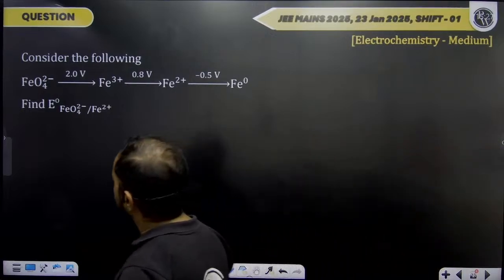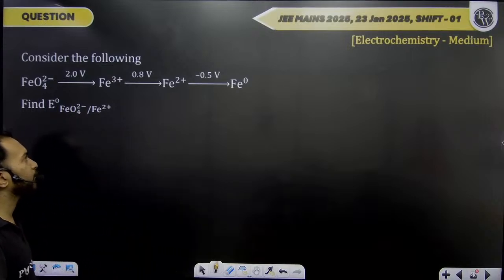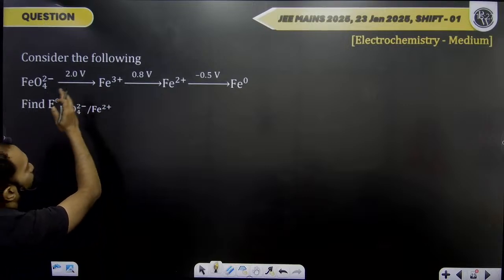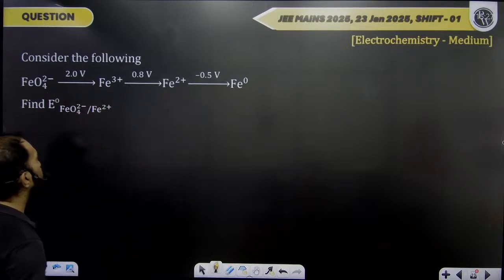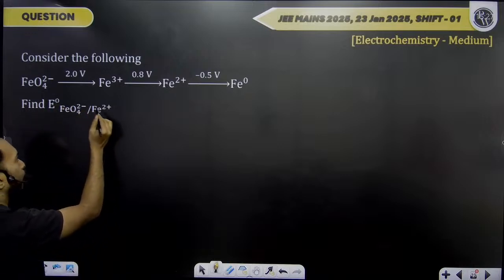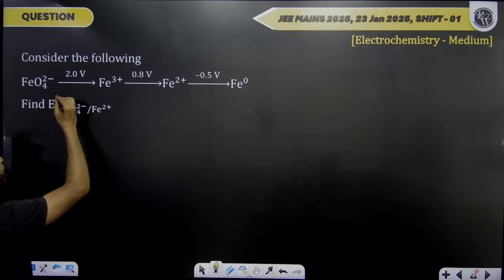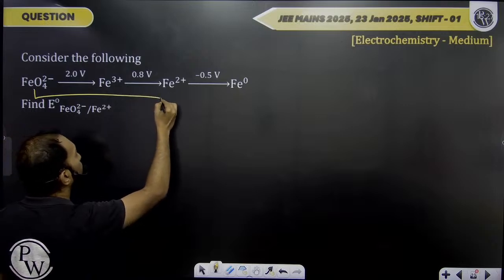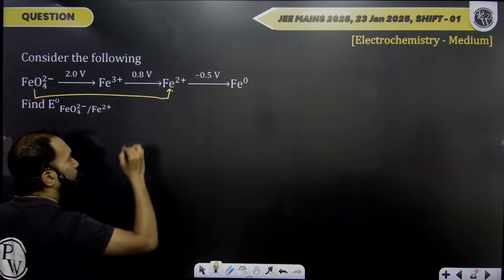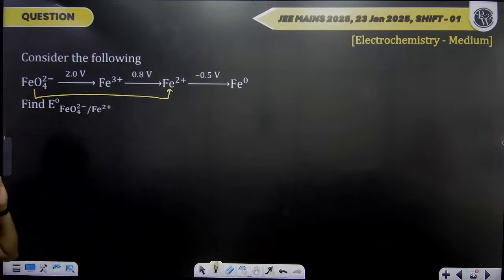Now this question is based on Latimer diagram. Once again, these questions are present in DBT. Okay, what we do that, consider the following reactions, sequence reactions are given. Then it is said that find E naught FeO4 2- to Fe2+. That means we need to find E naught for this process, from this reactant till this product, right?